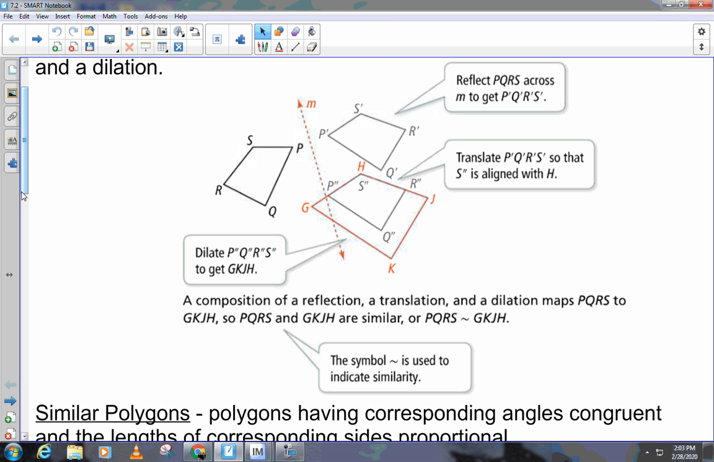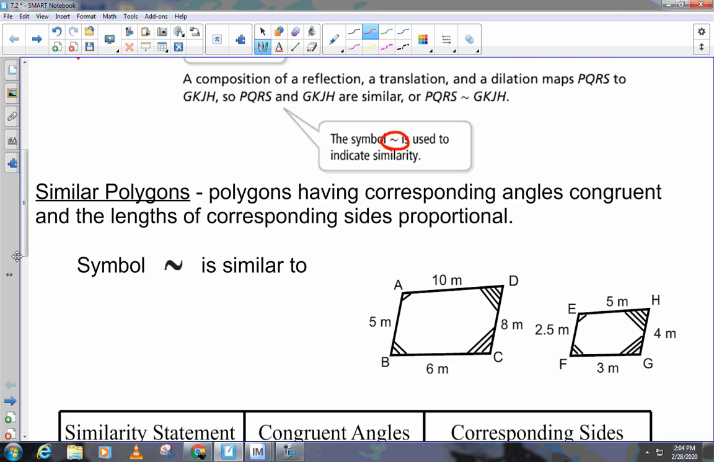This symbol right here is what we use to state that two figures are similar. Remember, we have a congruent symbol, which means this shape is exactly the same as that shape. But if they use the squiggle like this, then this shape is an enlarged or shrunken version of the other one. They're similar to each other. In similar polygons, the corresponding angles are the same, but the corresponding side lengths are proportional. So if you compare each one of the sides, they would have the same scale factor or the same ratio.